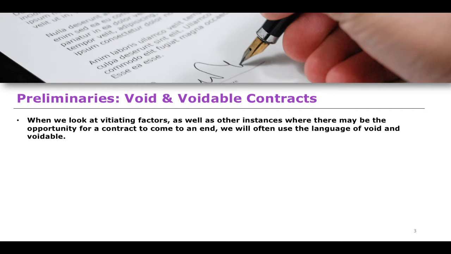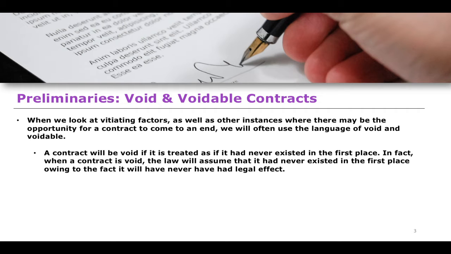What these two things mean is if a contract is void, it will be treated as though it had never existed in the first place. In fact, when a contract is actually considered to be void, the law will just assume that it never existed in the first place, owing to the fact that it could have never had any legal effect. That's what void means. It means that it essentially has no basis for existing in law.